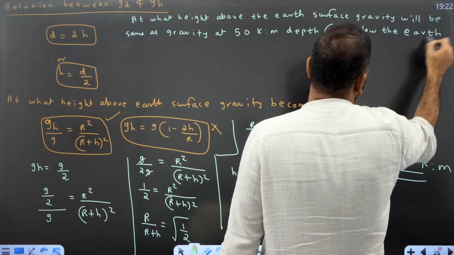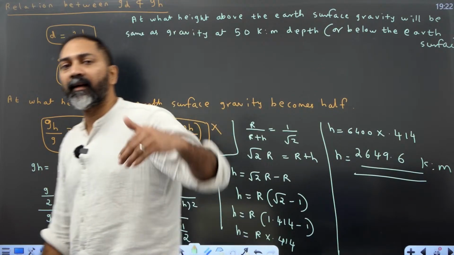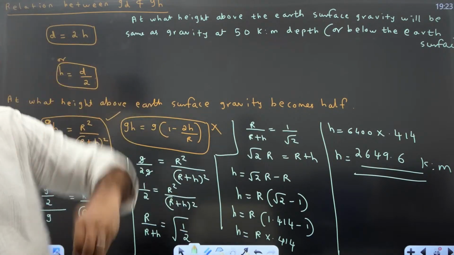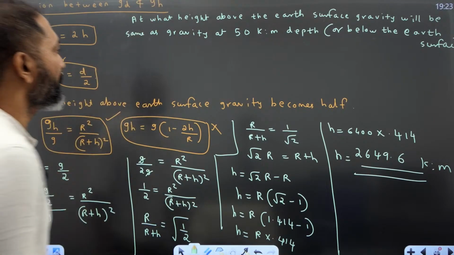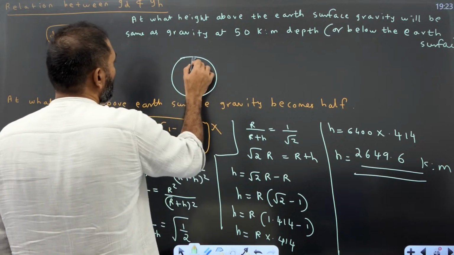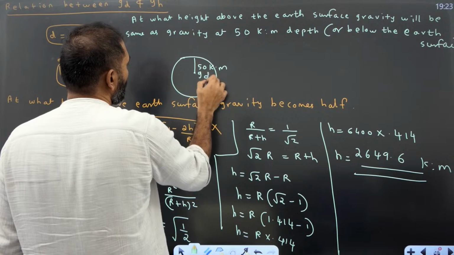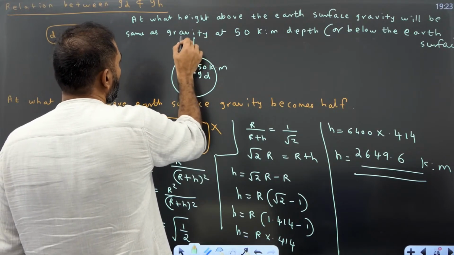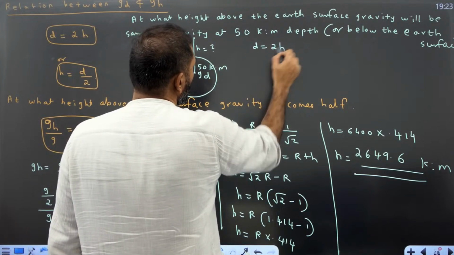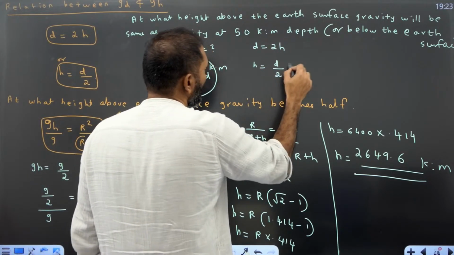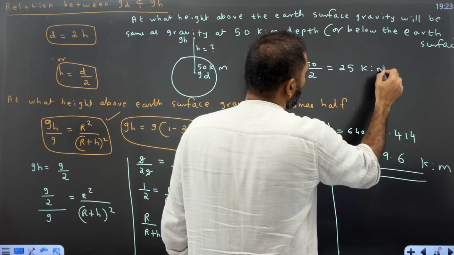So what is the meaning of this question? At 50 kilometer below the earth surface, there is a particular gravity. To get the same gravity, how much high should you go above the earth surface? See, at a depth of 50 kilometer, there is a gravity. To get the same gravity, how much high should we go? Remember, d equal to 2h. So h equal to d by 2. So what is the answer? 50 by 2. Answer is 25 kilometer.